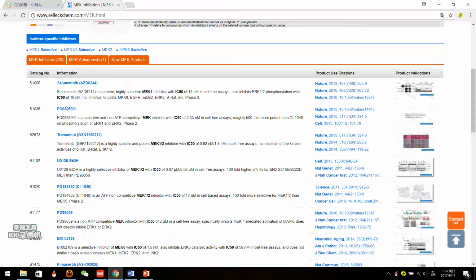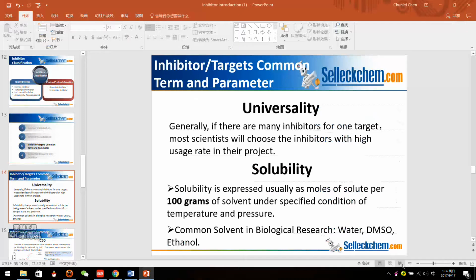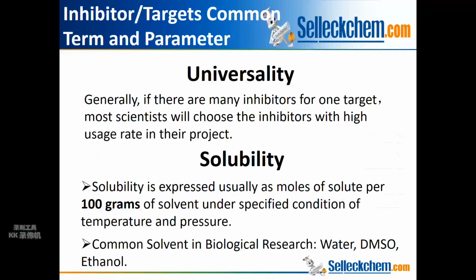It is authoritative. This function will directly tell you which inhibitor of MEK is popular in scientific research. The next is solubility. Some customers may want to choose an inhibitor with high solubility.